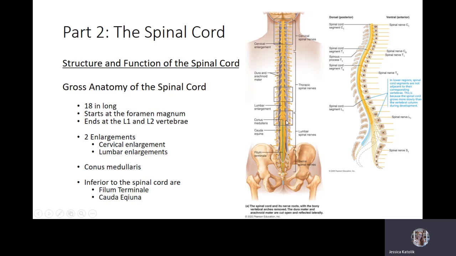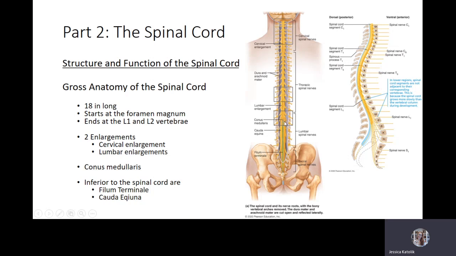That has to do with how the vertebral column develops. So we're not going to go into the details of that, but if you would like to learn more, your textbook does go into that in more detail, more depth.